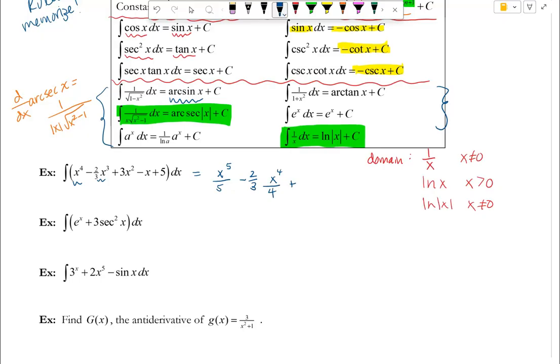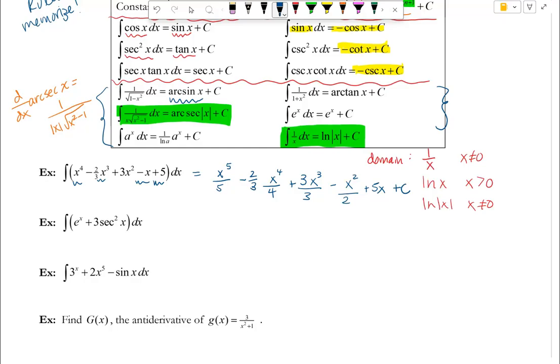All right, when I get to 3x squared, I'm going to add 1 to my exponent, divide by my new exponent. When I get to my negative x here, I could think of that as negative x to the first power. I'm going to add 1 to my exponent, making that a 2, divide by my new exponent. And then again, when I get to my constant, I'm going to multiply that by x, because the derivative of 5x is 5. So the antiderivative of 5 is 5x. Now finally, we've got to remember our plus c here.